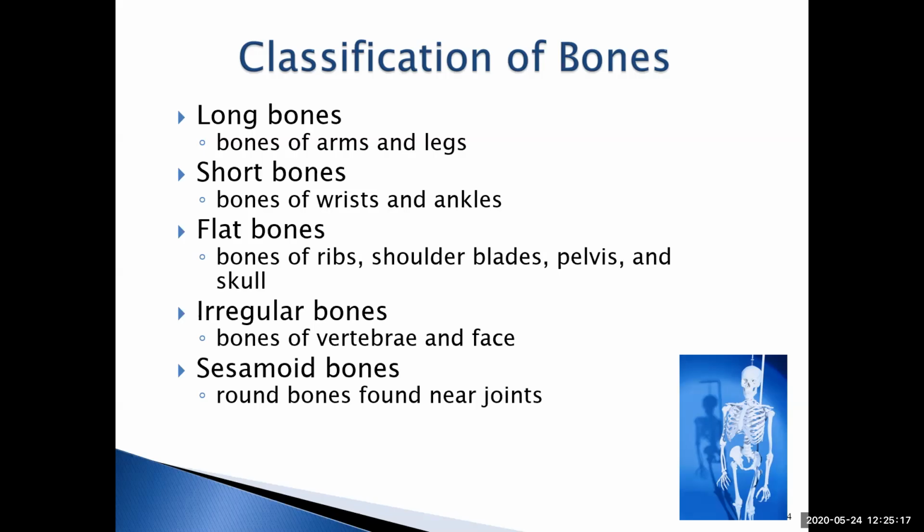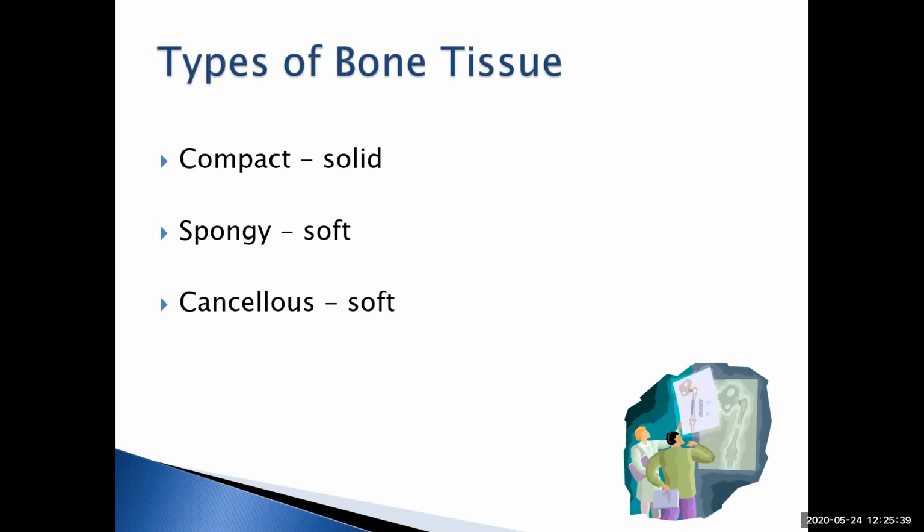Flat bones, so like, again, we were just talking about the sternum, ribs, shoulder blades, pelvis, skull. They're considered flat. Irregular bones, bones of the vertebrae in the face are irregular shape. Sesamoid bones are round bones found near joints. So you'll see like a patella, your knee. Types of bone tissue: compact is considered solid, spongy is soft, and cancellous is soft as well.